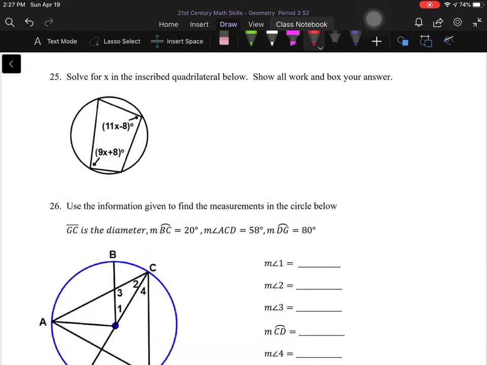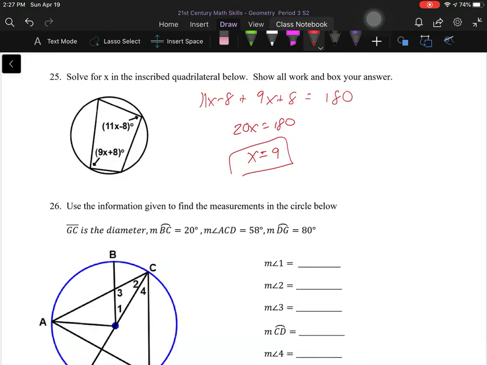Okay, 25, they actually give you the two pieces. So this one is just straightforward. We're going to add up 11x minus 8 plus 9x plus 8. That's got to equal 180 degrees. Anytime you have, again, an inscribed quadrilateral, the opposite angles have to add up to 180. So this is going to give us 20x equals 180. So then x equals 9.